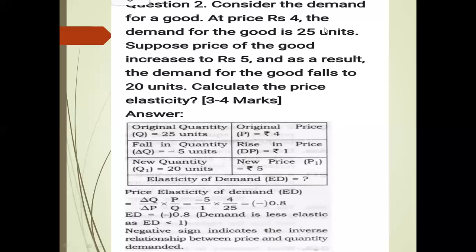This is 20 minus 25, new quantity minus old quantity, minus 5, divided by delta P, new price minus initial price, multiplied by P over Q. Initial price was 4. Initial quantity was 25. By solving this, you will get minus 0.8. This minus sign is indicating that when the price is increasing, the quantity demanded is decreasing. Okay, so ED is less than 1.